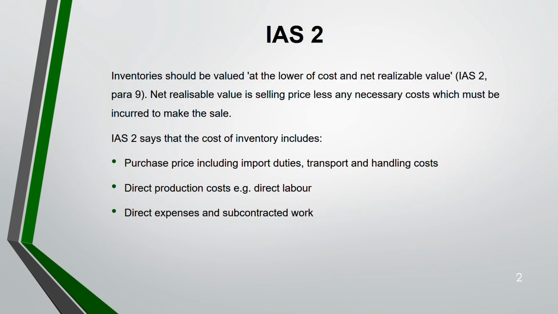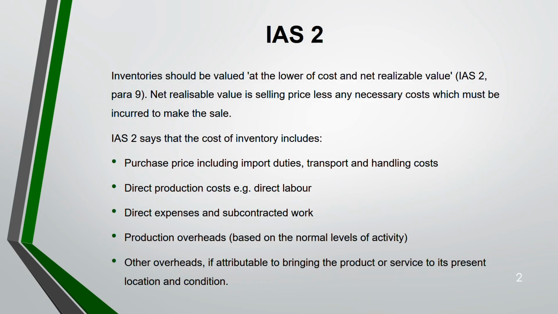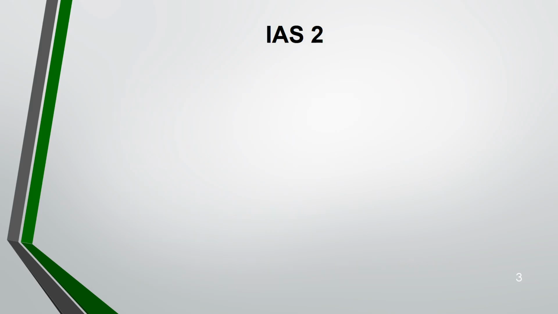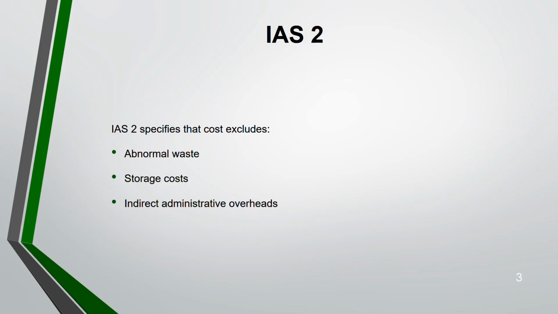Direct expense and subcontracted work. Production overhead based on the normal levels of activity. Other overheads if they are necessary to bring the product or service to its present location and condition. So these five you have to add and they are taken as cost of inventory. These are the costs which are not taken as cost of inventory. They are abnormal waste, storage cost, indirect admin overhead, and selling cost. They are not your cost of inventory.